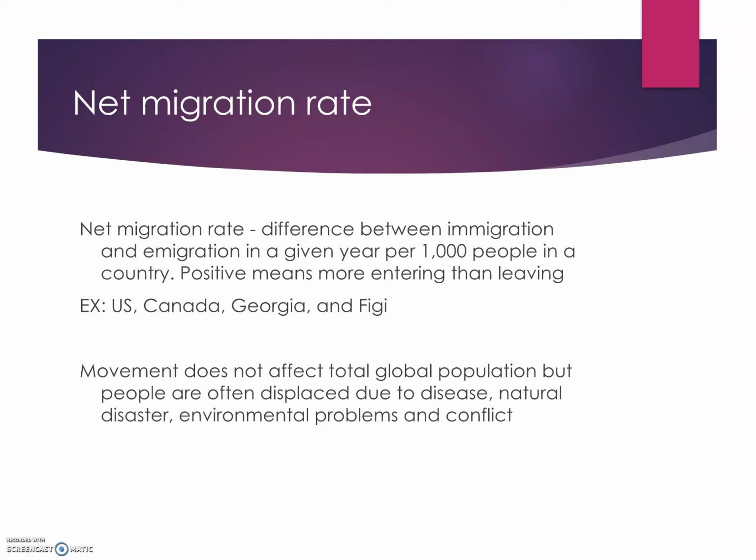Net migration rate is the difference between immigration and emigration, so entering and leaving, in a given year per 1,000 people in a country. Positive means more people are entering than leaving. If we look at the United States, it has a total fertility rate of 2.1, and our age structure diagram that we just looked at is approaching a column shape. So we're approaching a static population. But we have a high rate of immigration.